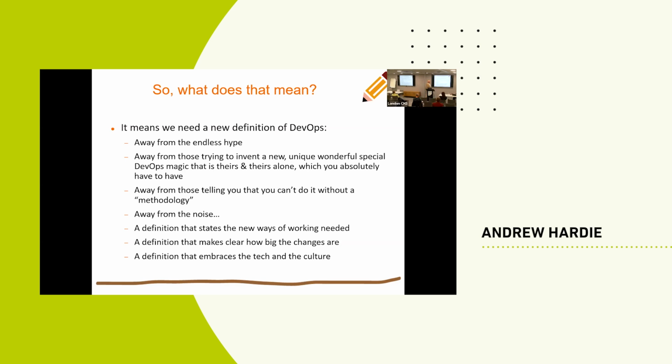We need a definition that states a new way of working and makes clear how big the changes are, because the biggest change, not just the fact that you're automating it from front to back, top to tail, soup to nuts, whatever phrase you want to use, it's the speed that is the issue. Not just the speed of running those CI/CD pipelines, but the speed that the technology changes.